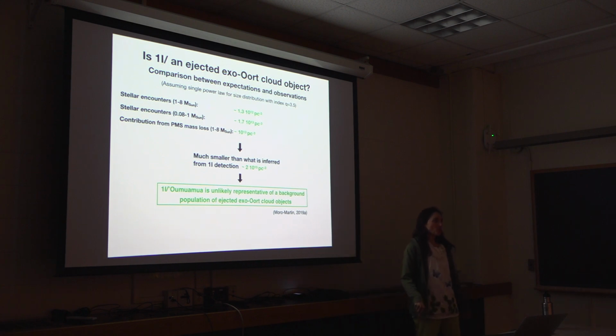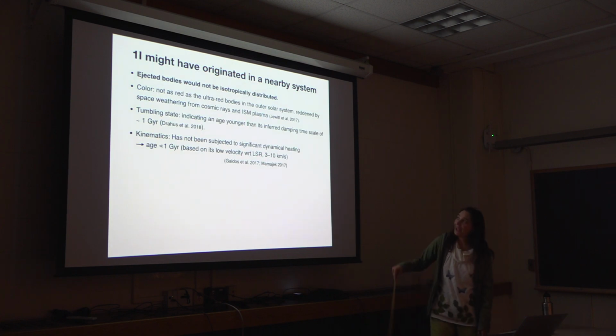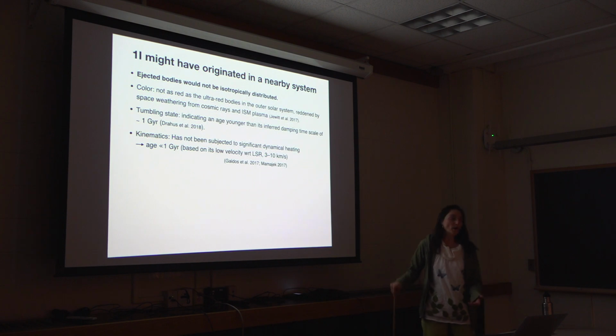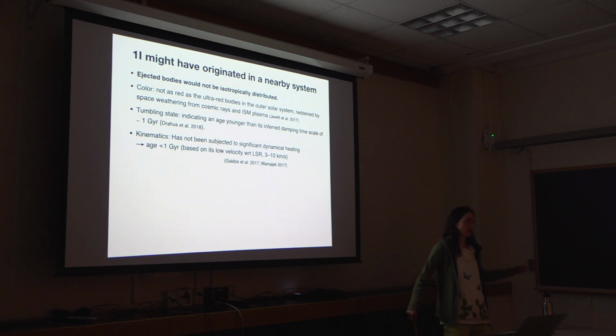So again, we don't know where this thing is coming from, and we just cannot account for that much mass, assuming again that this object is representative of an isotropic distribution. And I think that's the key. I think that Oumuamua might have originated from a nearby system that is not representative of an isotropic distribution, and this is why we cannot account for as much material as we infer based on its presence.